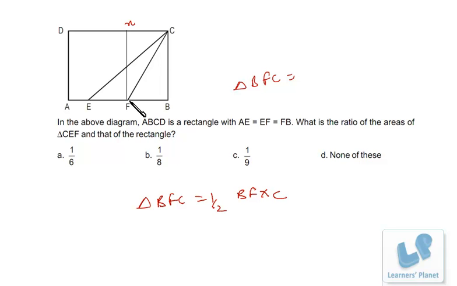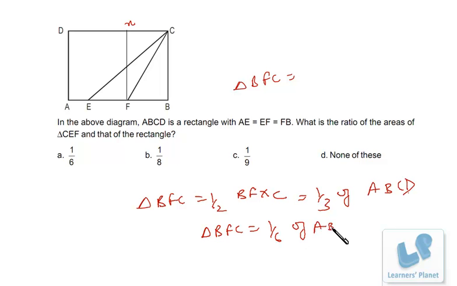Now area of triangle BFC is half of this rectangle. Now this portion, that is BF, is actually 1/3 of AB, isn't it? BF is 1/3 of AB. That means area of this rectangle, that is BFXC, is 1/3 of the entire rectangle ABCD, right? That means what is happening? Area of BFC will be 1/6 of ABCD. Okay, area of BFC is 1/6 of ABCD.